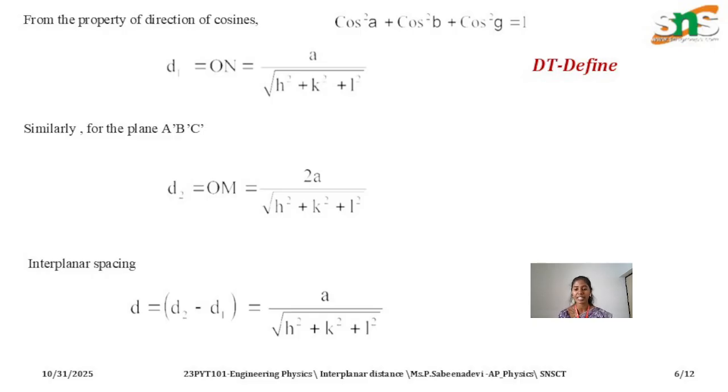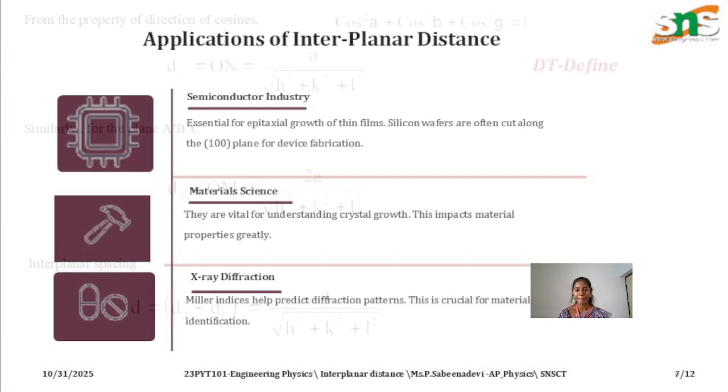Here a is the lattice constant, and h, k, l are the Miller indices. If we know the values of h, k, l and a, we can easily find the value of the interplanar spacing.